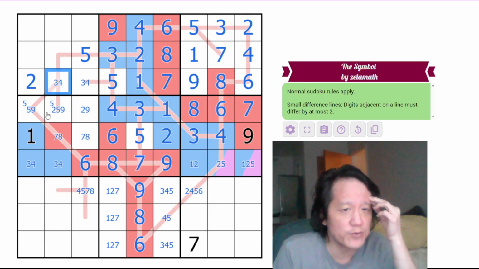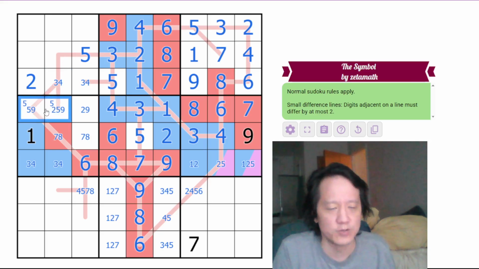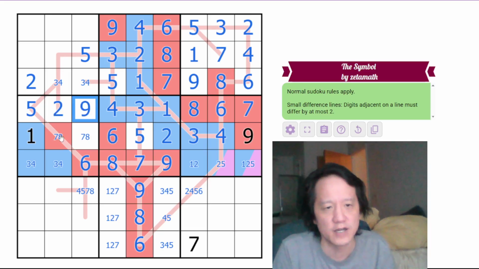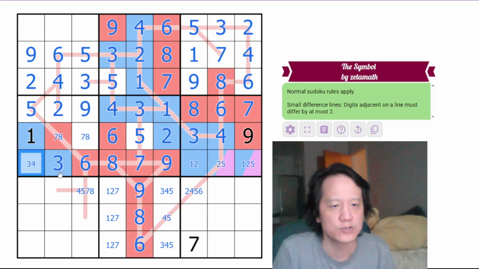2 or more away from 3 or 4 cannot contain a 9. So this is 5, this is 2, this is 9. 3 or 4, the remaining digits in row 2 are 6 and 9. 9 is not 2 or less away from 3 or 4. So this has to be 6, which makes that 9. That forces this to be 4, which makes that 3. 4 eliminates 4 here, so it's 3 and 4.